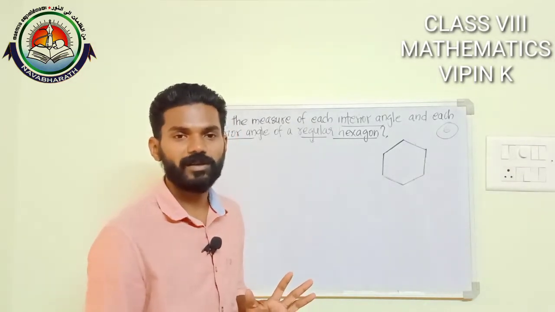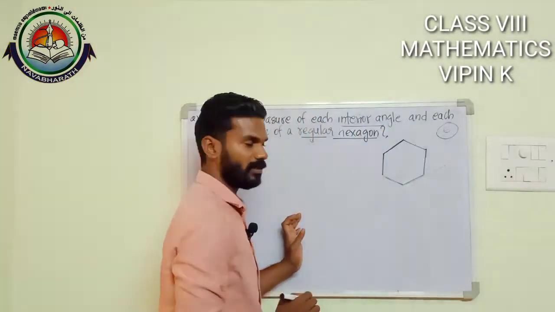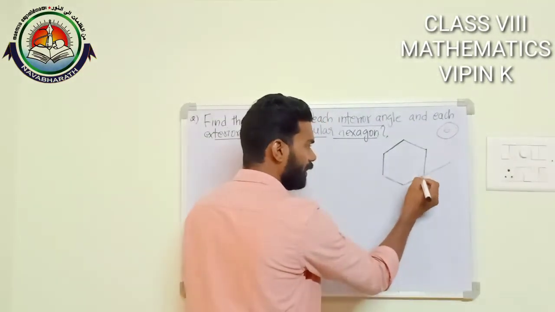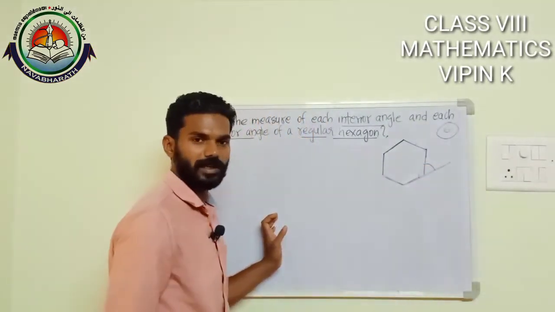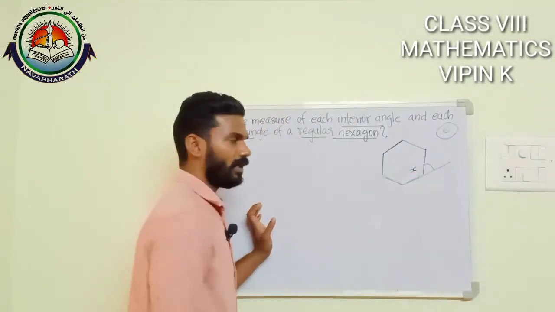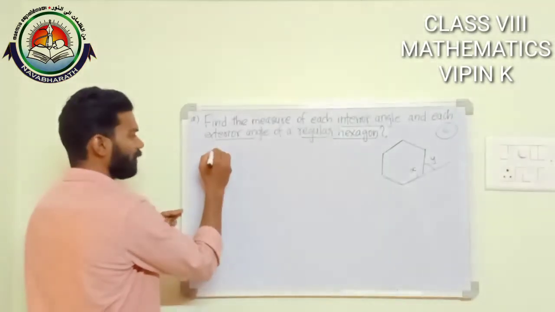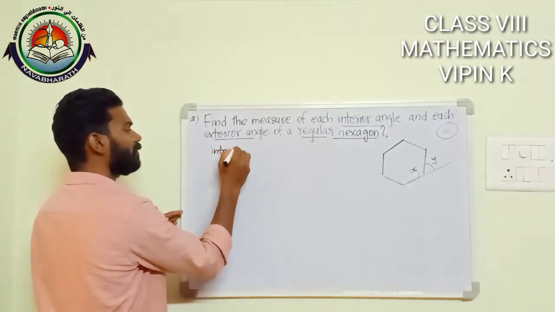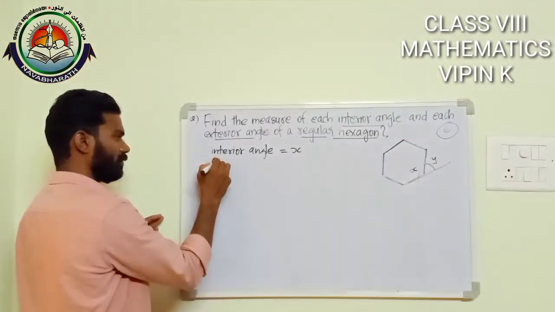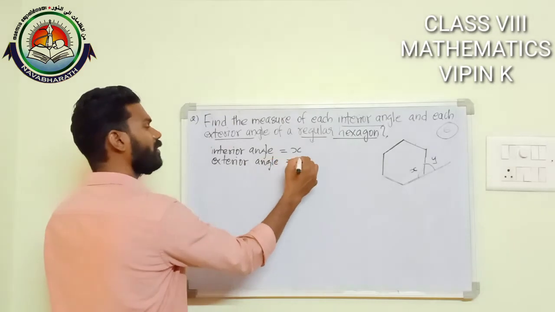Okay, so here I am drawing an exterior angle. This side I am extending like this, so that this is the interior angle and this is the exterior angle. And I am calling the interior angle X and the exterior angle Y. Clear? So I can write here: interior angle equals X, exterior angle equals Y.